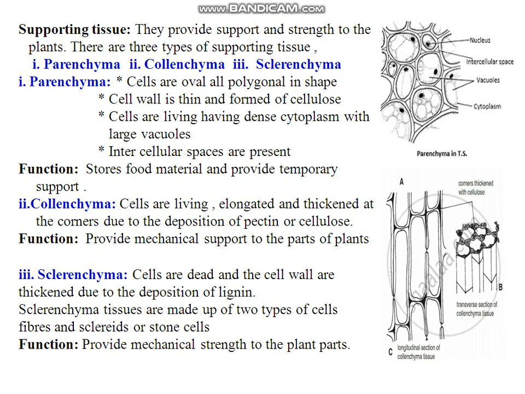Now, what is the function of collenchyma tissue? Though the corners are thickened, that is why they provide mechanical support to the parts of the plant. Then sclerenchyma tissue. Sclerenchyma tissue consists of two types of cells: sclerenchyma fiber, these are the dead cells, and sclerites or stone cells.